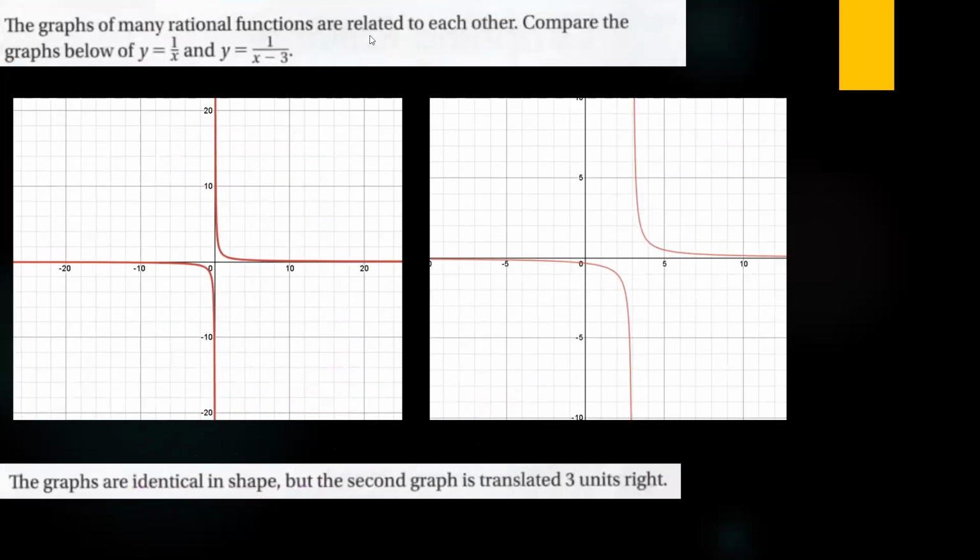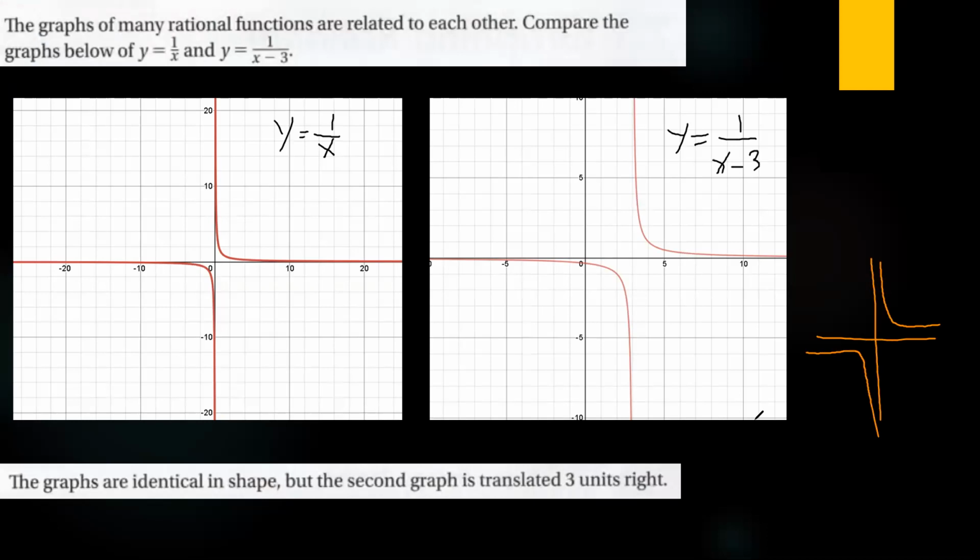Here, as you see, we have the graphs of many rational functions. They are related to each other. The first one is for 1 over x, and the second one is 1 over x minus 3. Now look at the first one, 1 over x. As we said yesterday, how is the curve of the inverse function? It has to be a curve. It doesn't touch the axis.